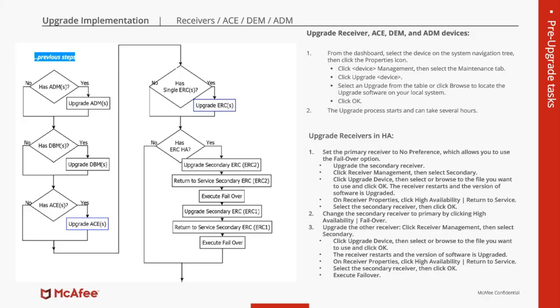And then finally, if you do have HA pair receivers, you're going to want to go in and set the primary receiver to no preference. This is going to allow you to fail over. And then go ahead and proceed to upgrade the secondary receiver first. And then you're going to want to return to service and then fail over to that secondary receiver, and then go ahead and upgrade the new secondary receiver and fail back over to that to get you into the state that you started in.